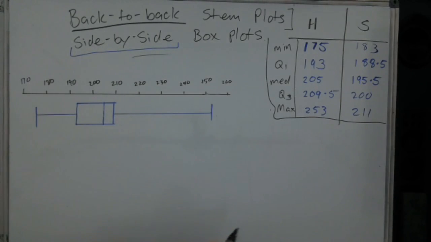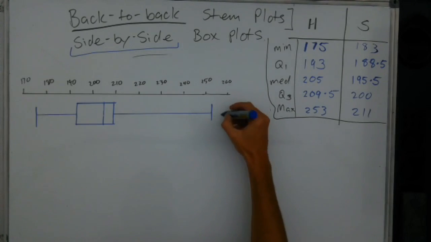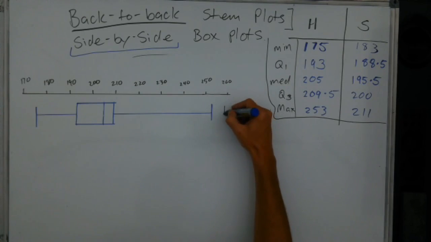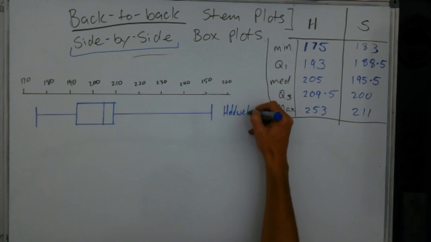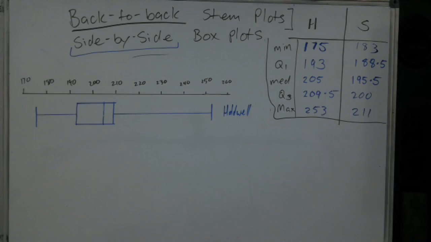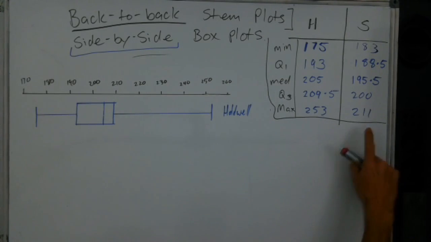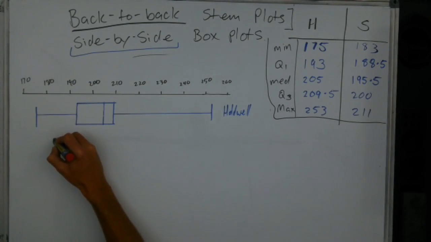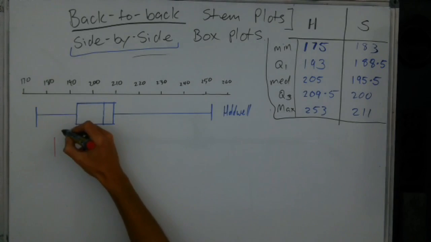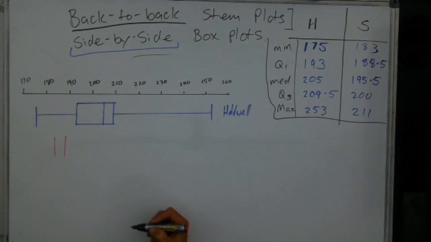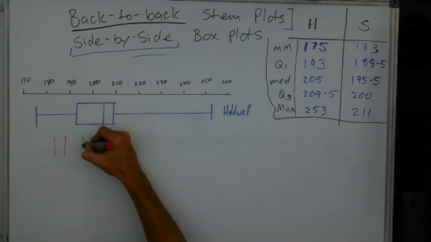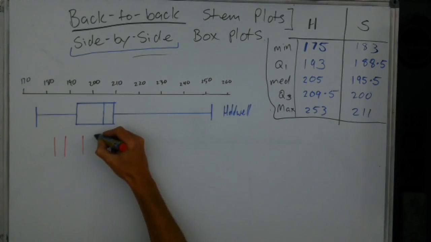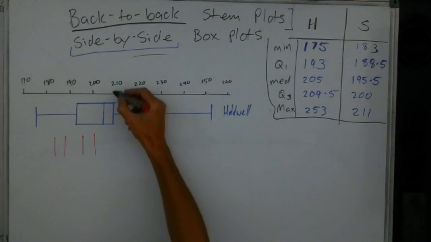There we go. And when you have more than one box plot, it's worth marking and labelling them. So that's Holdwell, and I'm going to change colour. Let's go red for this one. So 183 is about there. 188.5. Call it there. 195.5 is about there. 200 is there. 211.